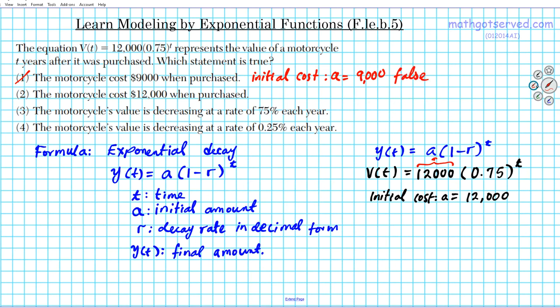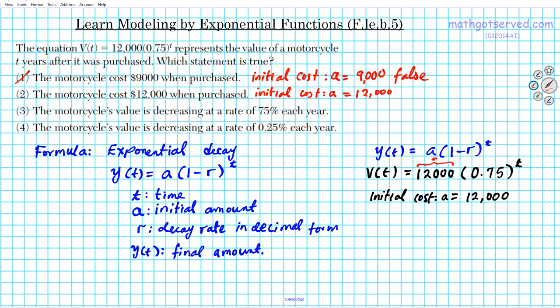All right. Let's look at the next statement. Statement 2 says the motorcycle cost 12,000 when purchased. So what this is saying is that the initial cost a equals 12,000.